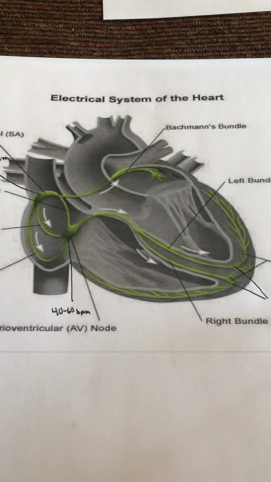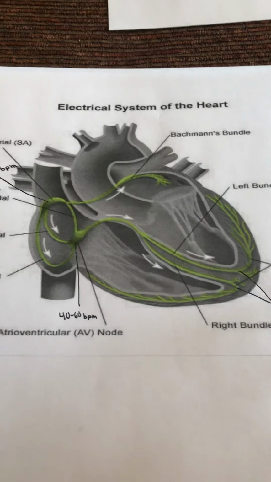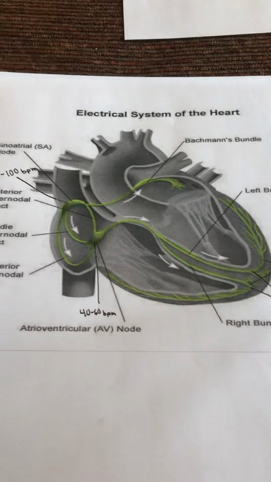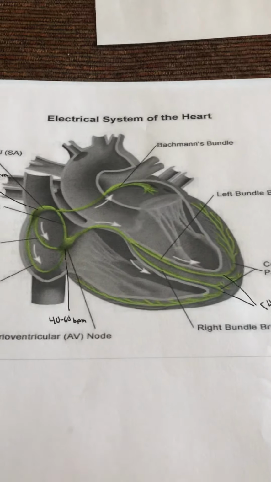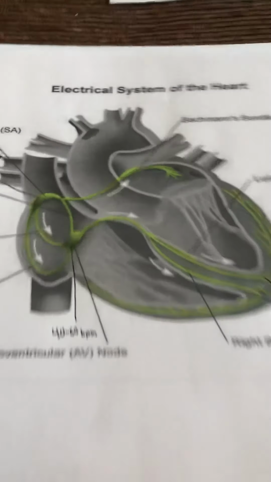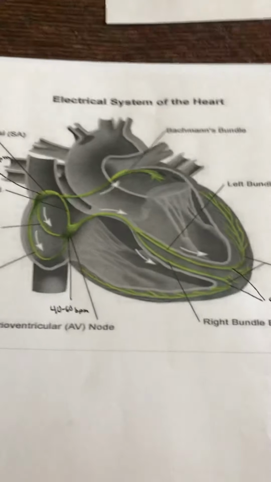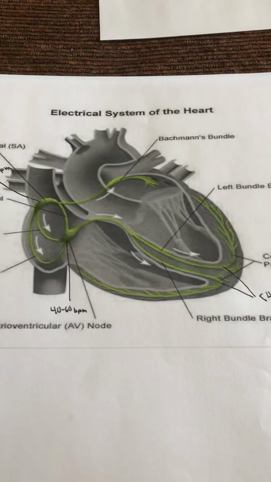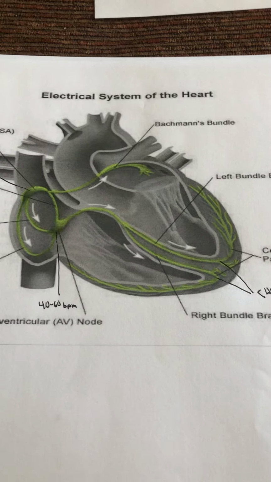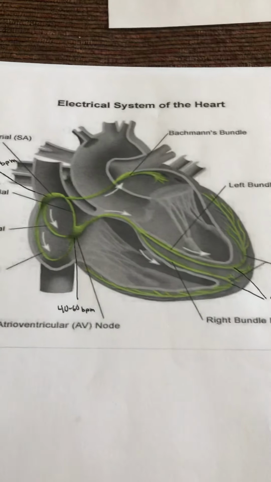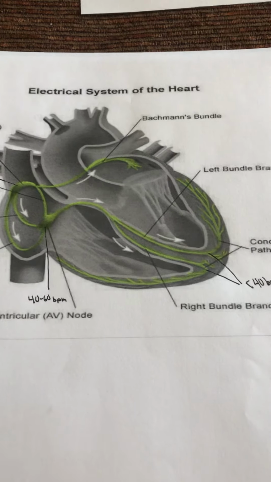So if you have someone who has bradycardia, you can block the parasympathetic nervous system, causing the sympathetic nervous system to increase their heart rate, and vice versa. If you have someone that's tachycardia, you can block the sympathetic nervous system and allow the parasympathetic nervous system to take over.